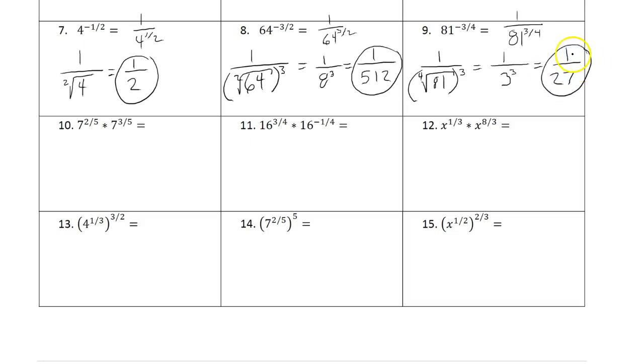In the next example, we use the power of a product rule. The bases are the same and we are multiplying, so we can add the exponents. 7 to the 2/5 times 7 to the 3/5 is 7 to the 2/5 plus 3/5, or 7 to the 5/5, which is 7 to the first power, or 7.